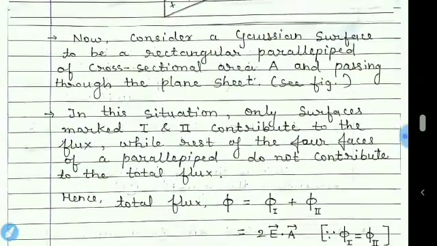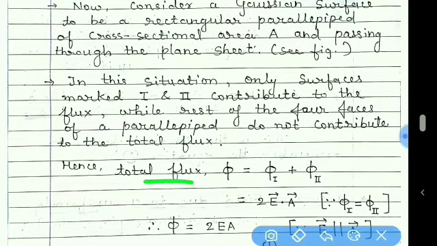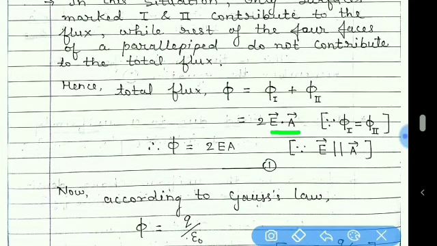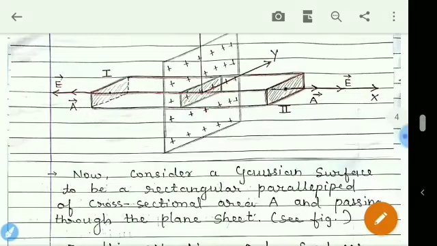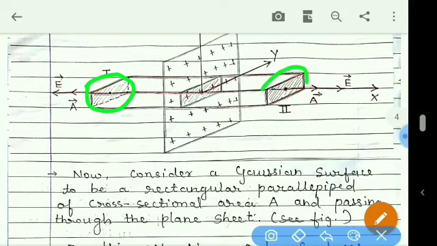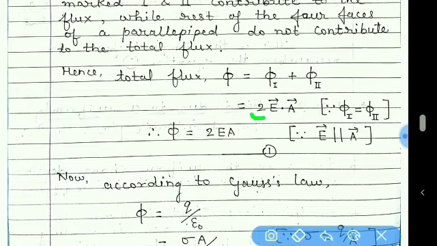Now see this calculation part. The total flux linked phi is phi 1 and phi 2, that is on the left surface and on the right surface. The flux linked with the 4 lateral surfaces is 0. So now we know that the formula for the flux phi is equal to E dot A, but as from the figure it is clear that the flux linked with this face as well as this face are equal, and so here we have put twice of E dot A.